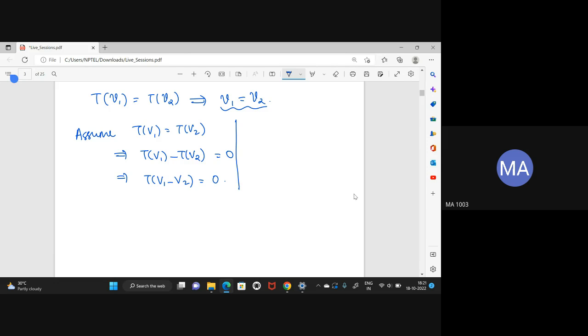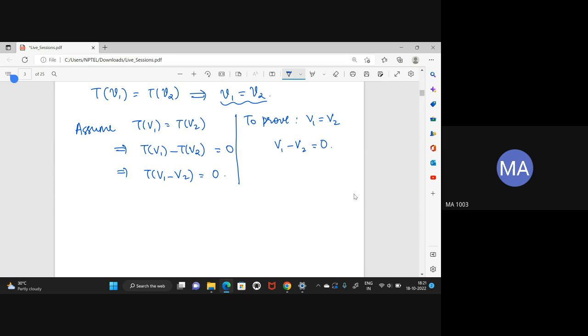This is my left-hand side. And then I want to prove V1 is equal to V2. So V1 minus V2 is equal to 0, right? Yes, madam. So whenever T of V1 minus V2 is equal to 0, I want to prove that V1 minus V2 is equal to 0. Agree? Yes, ma'am.